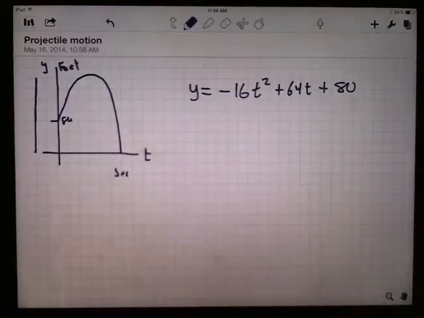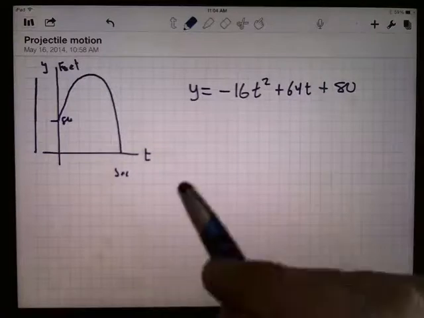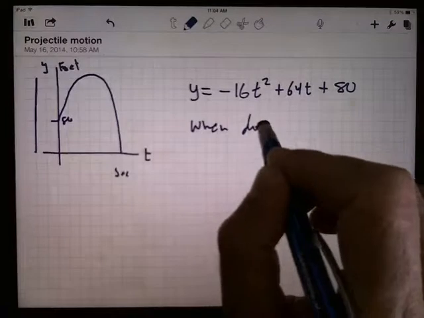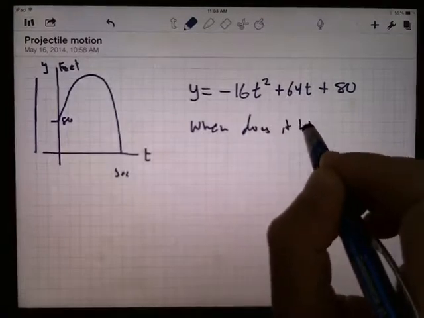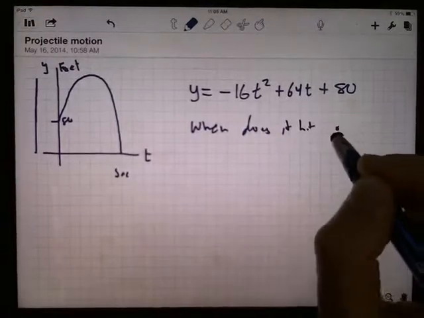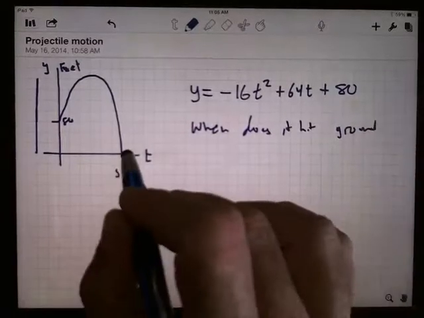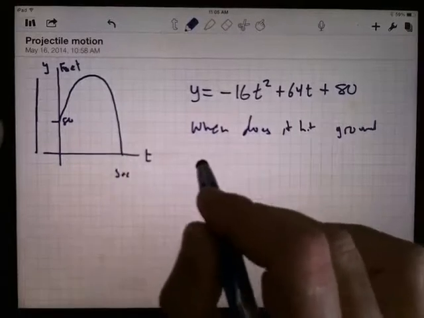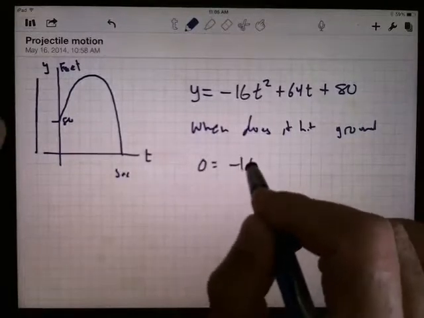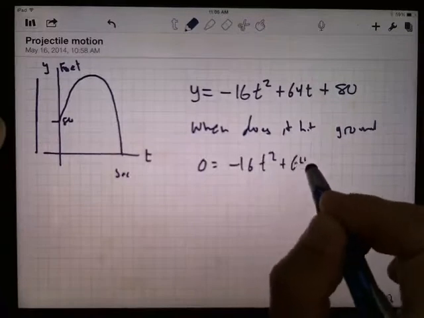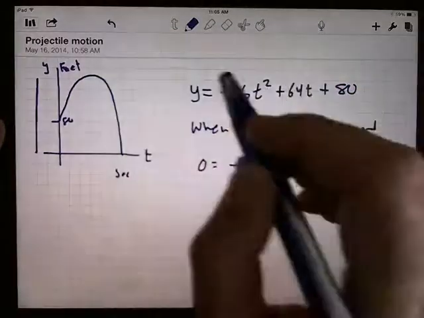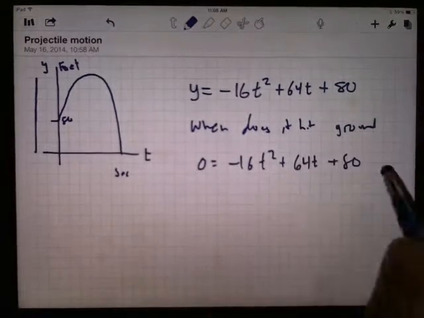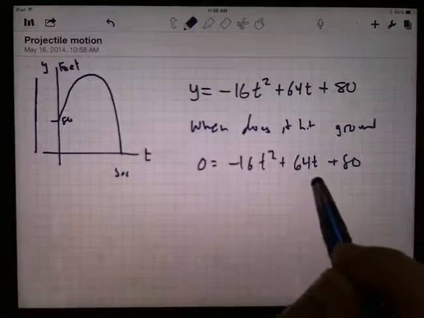In an algebra class, you might have been asked a couple of different things. You might have been asked, when does it hit the ground? Think about how you would answer that question. Well, the ground is when the y coordinate is 0. So you're saying 0 equals negative 16t squared plus 64t plus 80, right? And there I've got a quadratic equation. I've got to solve for t.